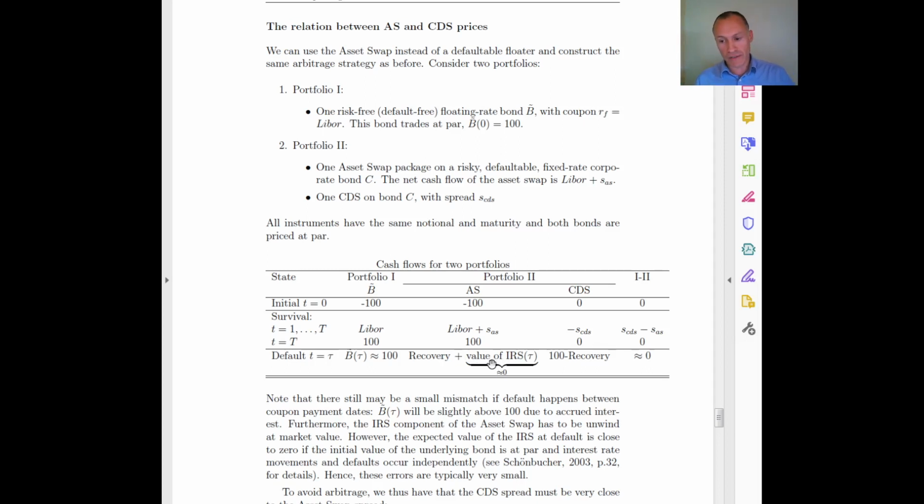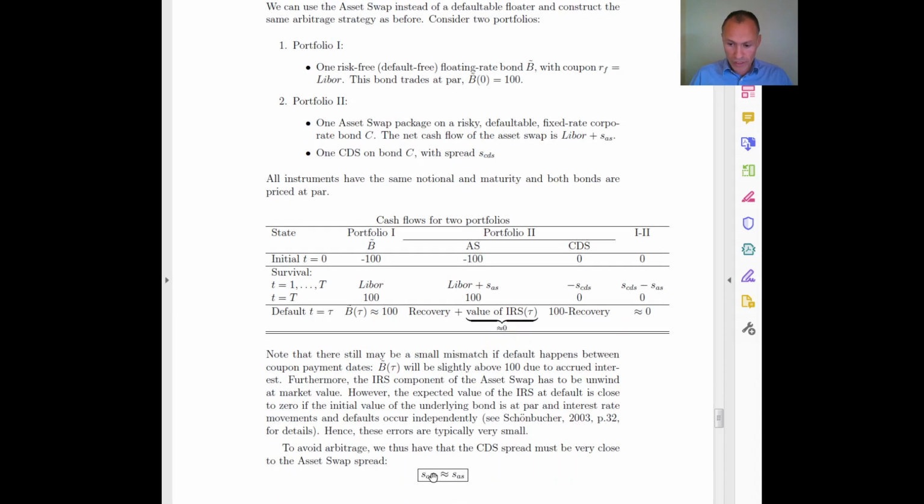So you still have an asset, a derivative, which will have some value, okay? But you can assume that this value is expected to be close to zero, right? And then you have the CDS, which will pay you the usual LGD. So if you add up all these things, you'll get something that is very close to zero, right? So basically, the argument is that this cash flow, to avoid arbitrage, should also be very close to zero. And this is the relation you have here. The spread in the CDS should be very close to the spread of the asset swap.